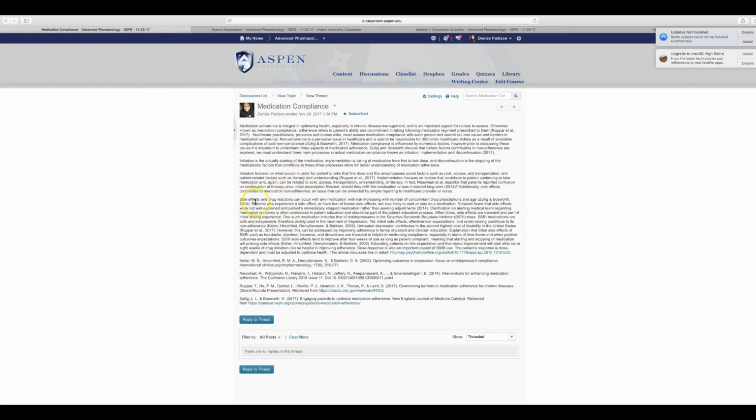Next, we are going to talk about side effects and drug reactions. So that's going to affect the implementation, right? So side effects or fear of side effects is going to decrease compliance. And I talk about that here. I use support from the literature. And then what nurses can do. So clarification on alerting for these things. And then again, discussing how this can happen with a certain medication known as SSRIs, which are used for antidepressants. People are very scared of their side effects and the stigma.